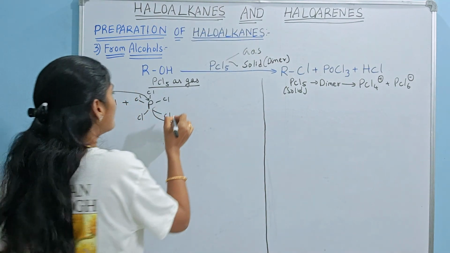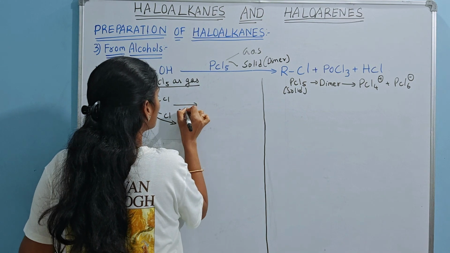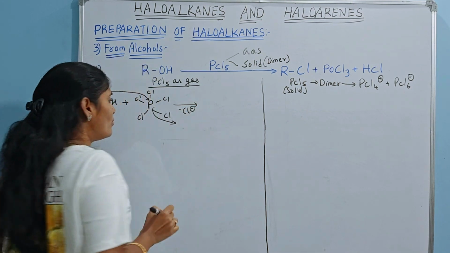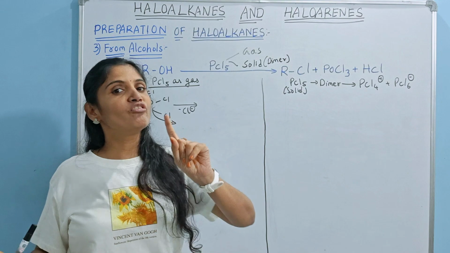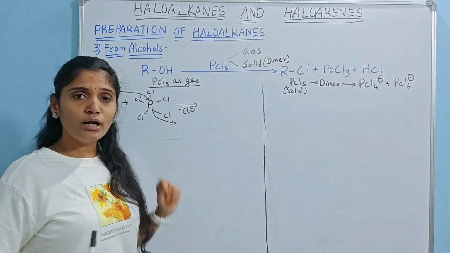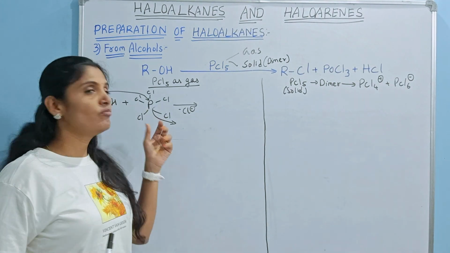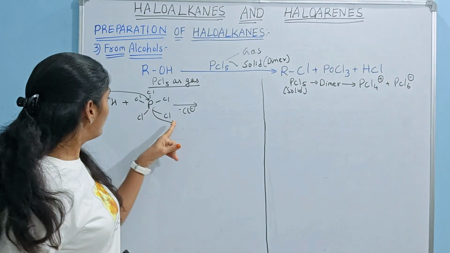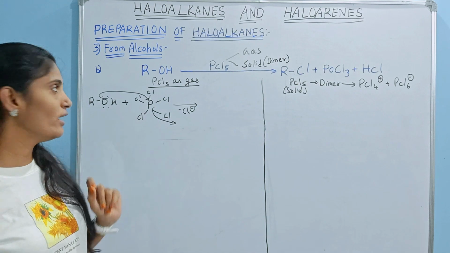This chlorine will be leaving as Cl minus. Chlorine will definitely go with its shared pair of electrons only, because you know both phosphorus and chlorine are non-metals, and out of them chlorine is more electronegative, pulling the shared pair of electrons towards itself.